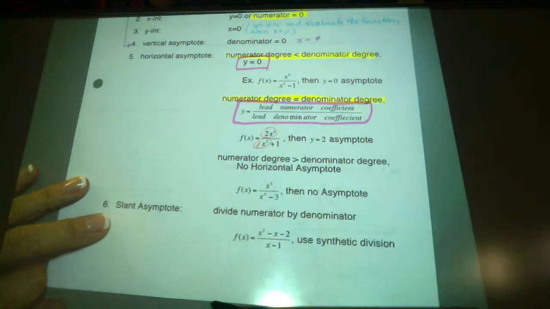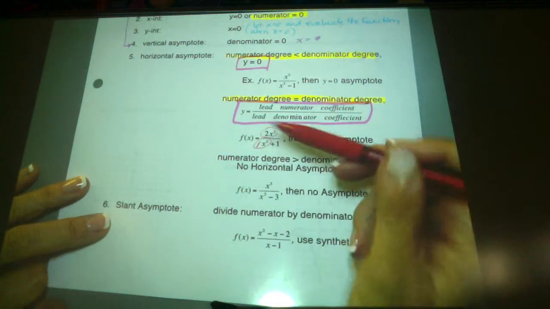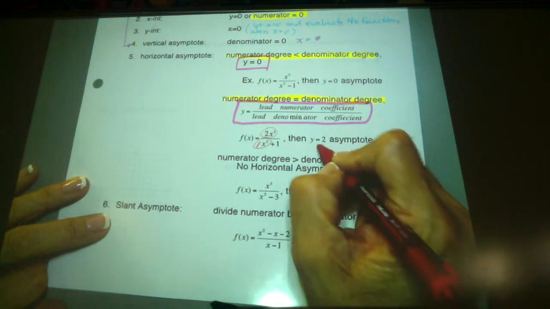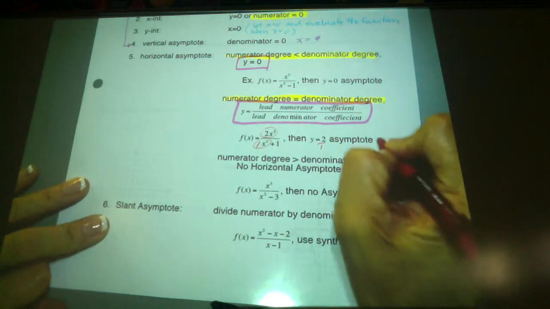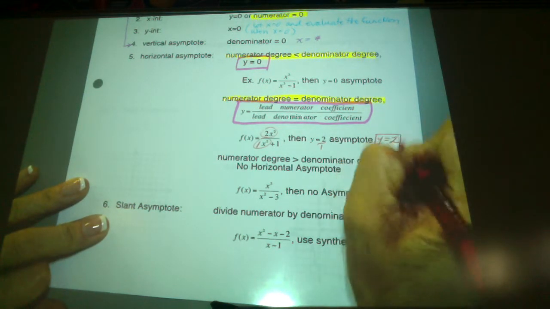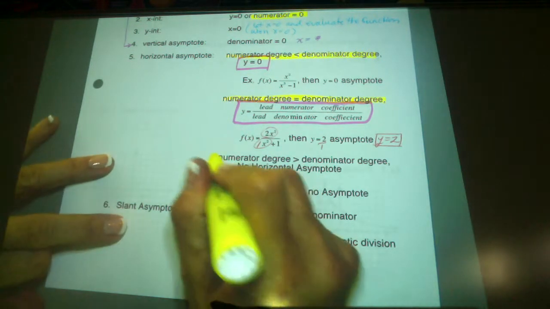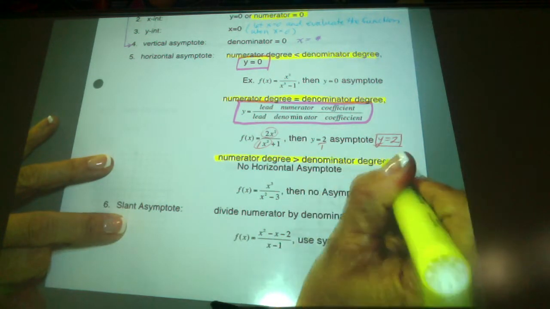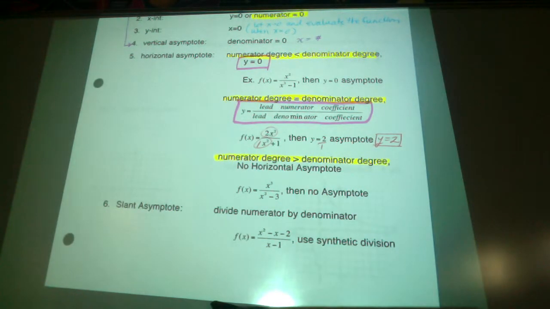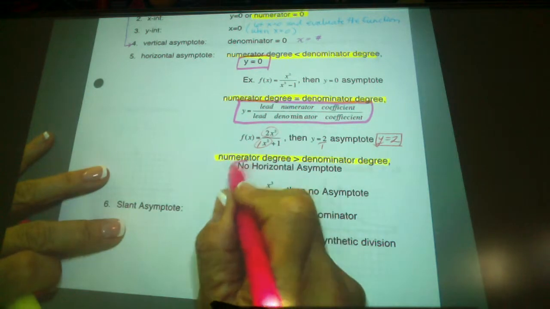The coefficient of the x squared is 1. So I'm going to take the ratio of 2 over 1. So I get y equals 2 over 1, and that does reduce to y equals 2. So when the numerator and denominator degrees agree, your asymptotes will be different. It's not always the same. Then the last situation is the numerator degree is greater than the denominator degree. If this occurs, there is no horizontal asymptote.